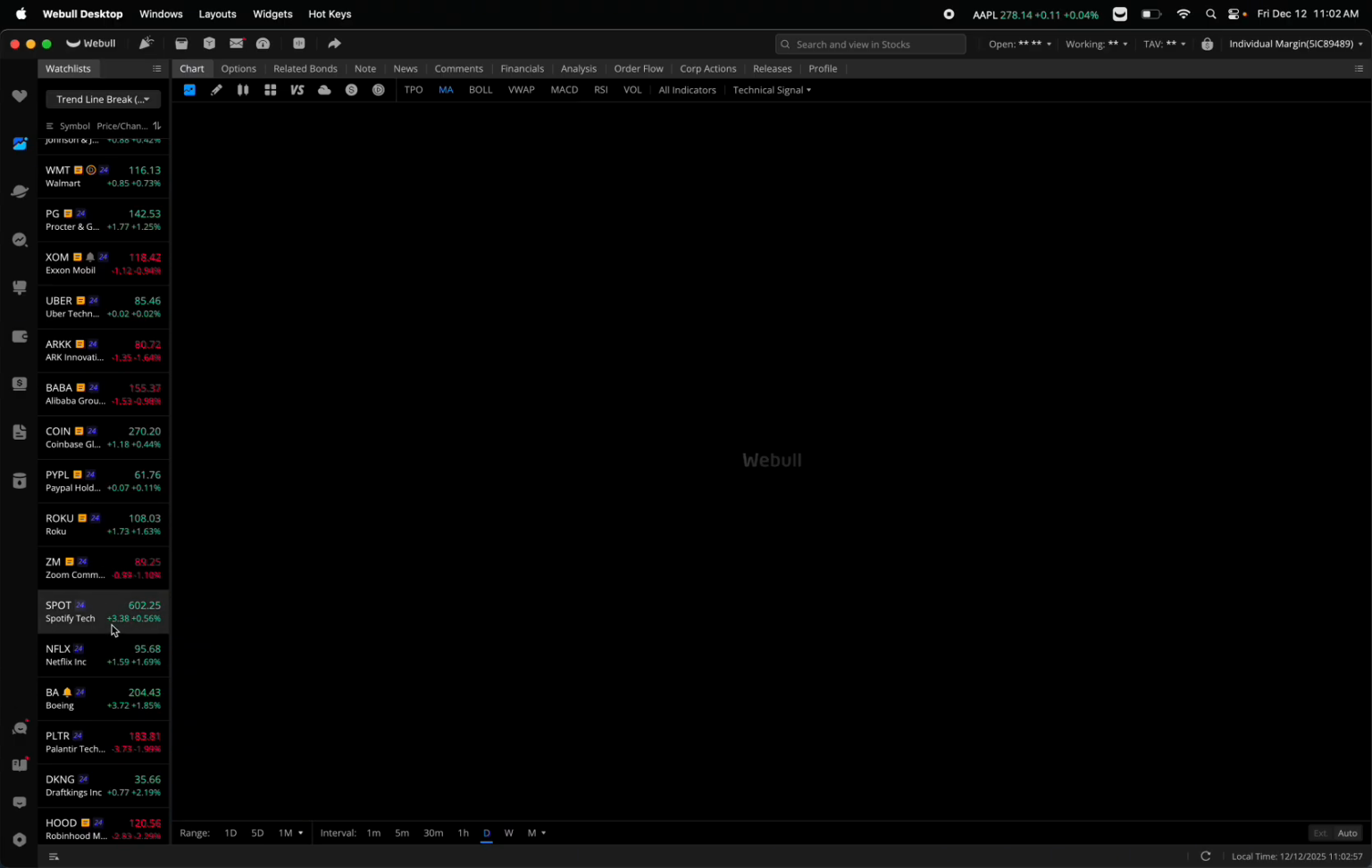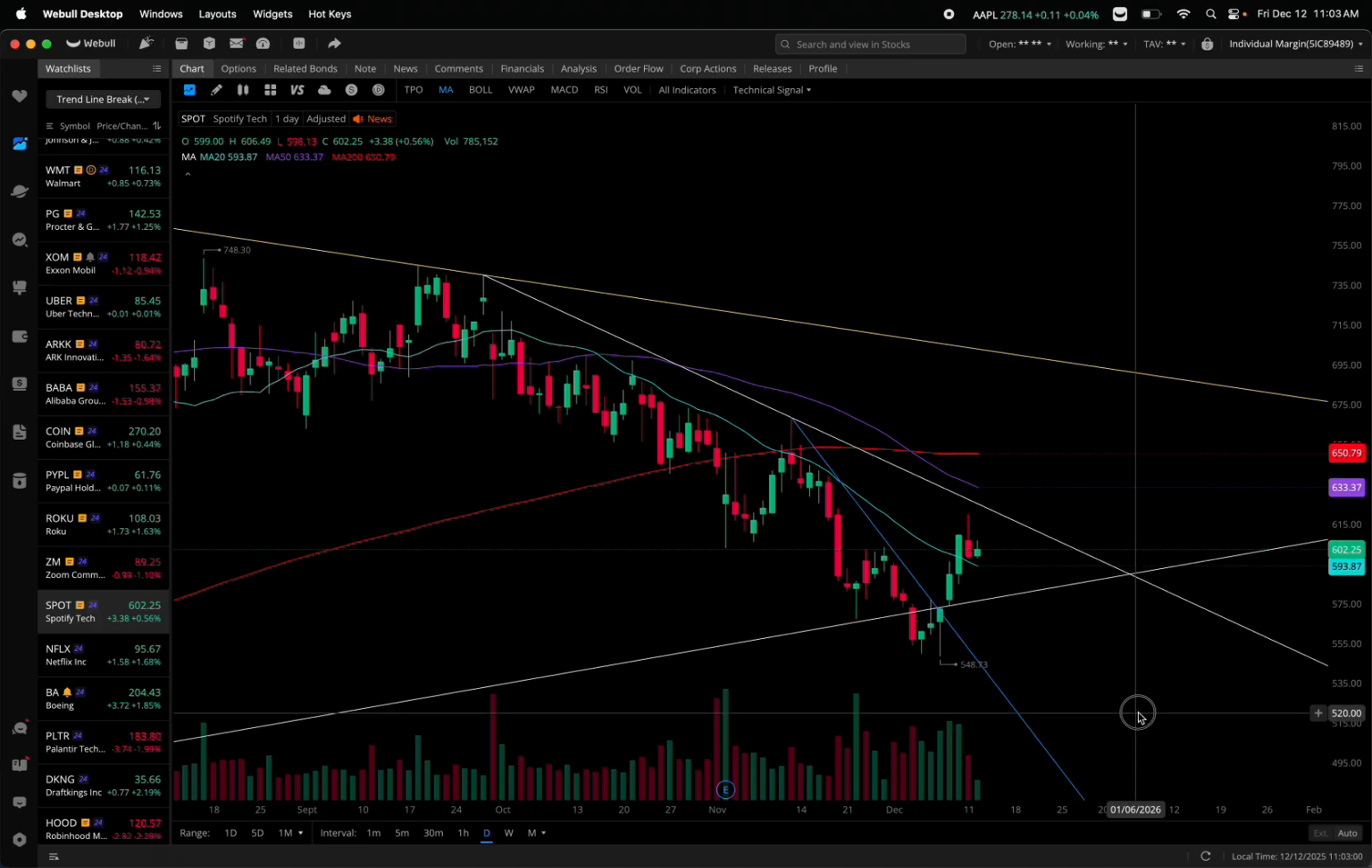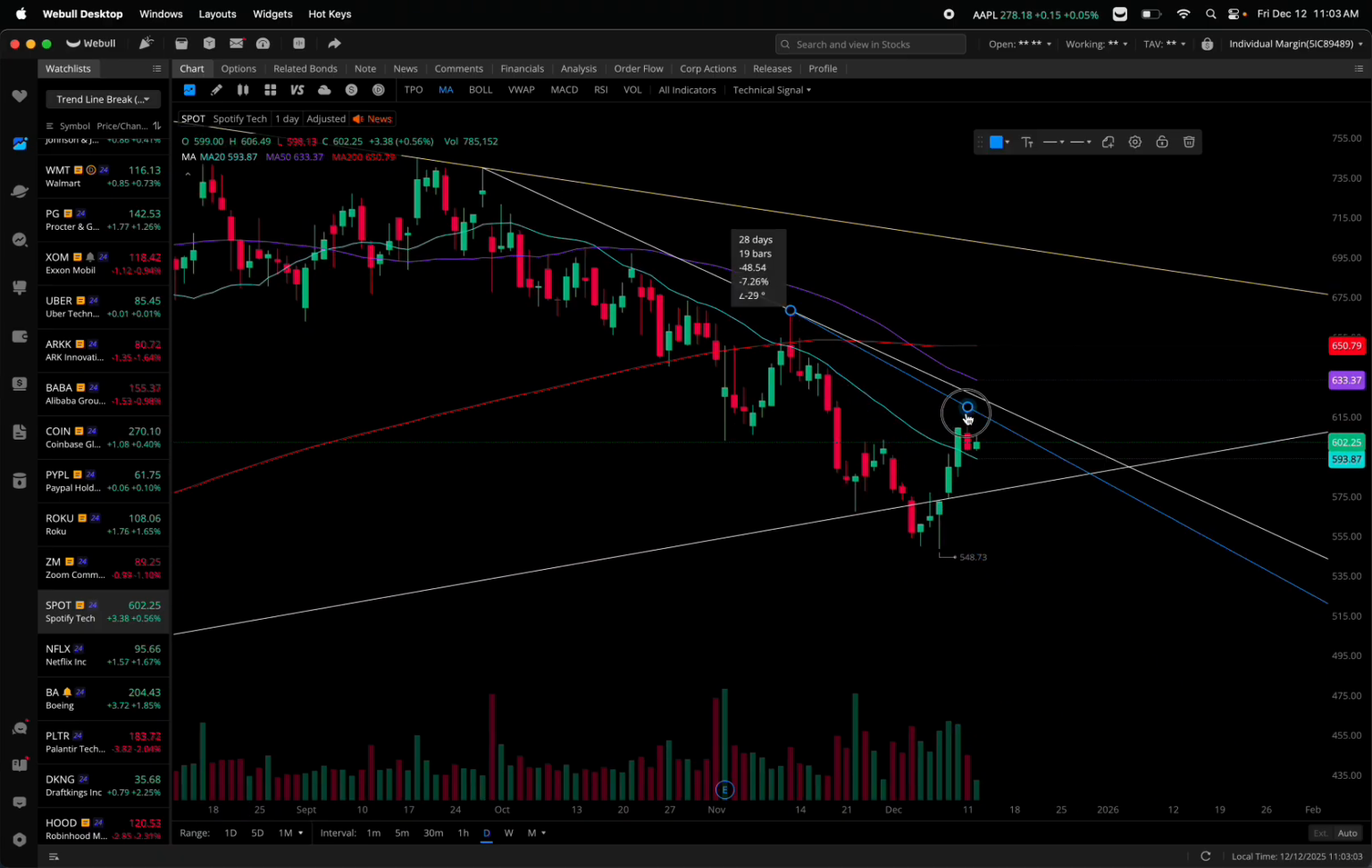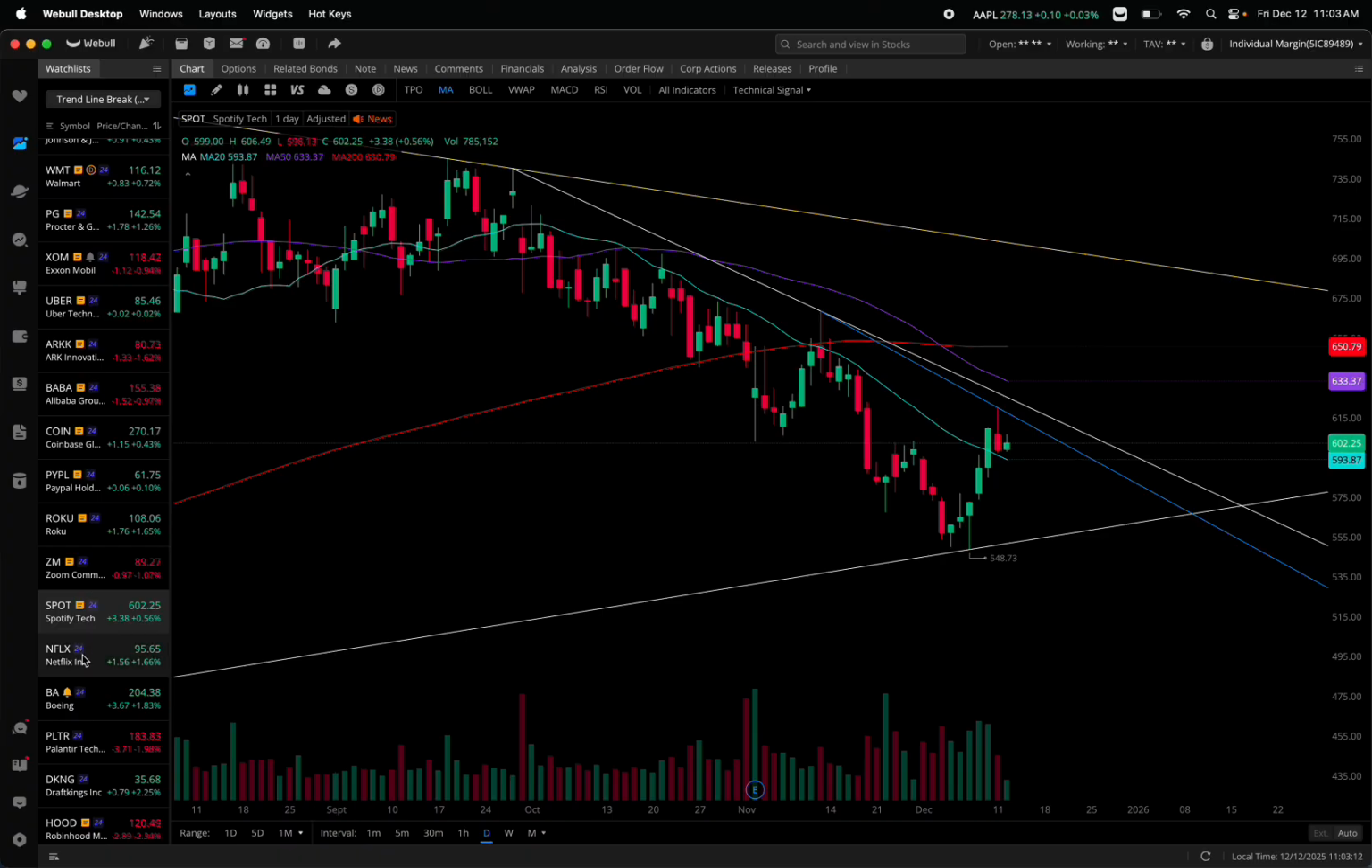Zoom, nothing going on with Zoom. Spotify, absolutely nothing going on with Spotify. I could adjust this a little bit right there. So yeah, nothing going on with Spotify either.